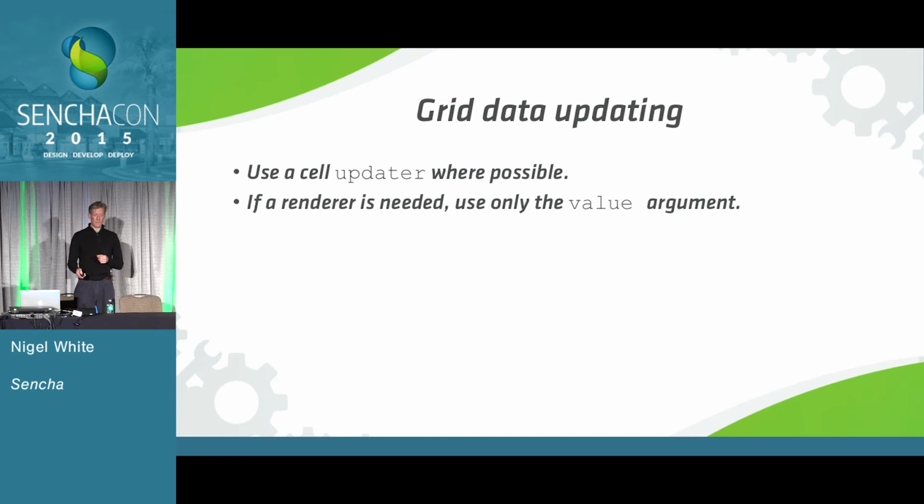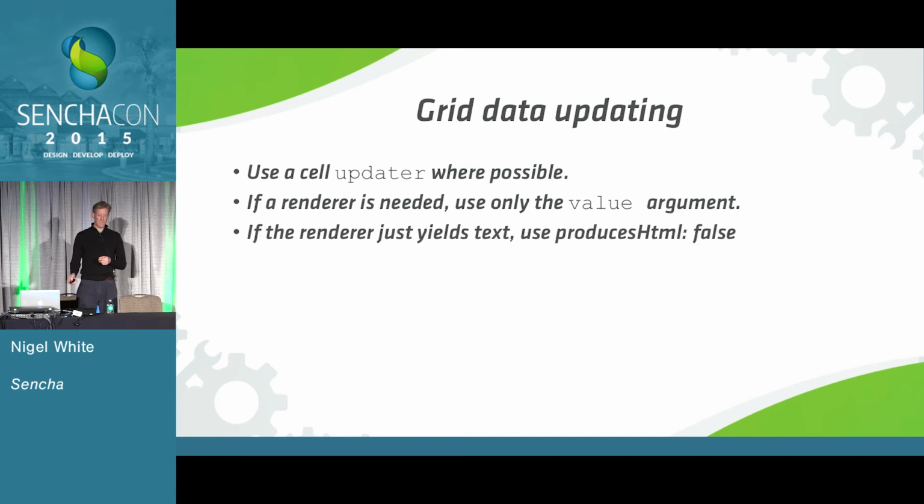If you do need to add a renderer, use only the first argument. I've covered why this is. If you use the record argument, it will update that cell whenever any of the fields change. If you use a renderer and it only produces text, if you say produces HTML false, we'll use a more granular update method. We'll only update the text element inside the cell rather than updating the entire contents of the cell using inner HTML. And that's a slightly faster operation.